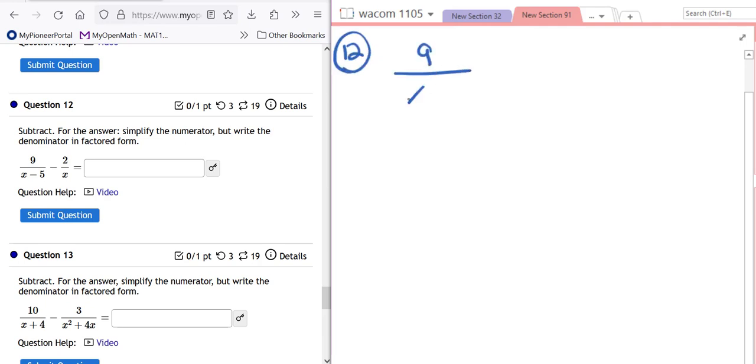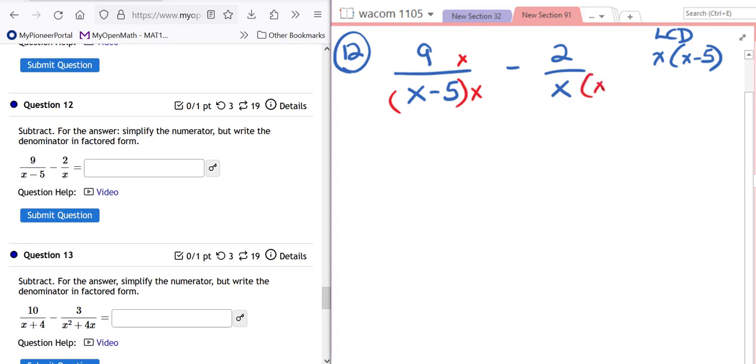So 9 over x minus 5 minus 2 over x. For your common denominator, you're going to need both of these. This is a binomial, and it all goes together. So we need an x and an x minus 5. That means we have to work on both fractions. First fraction is missing an x. Second fraction is missing an x minus 5.